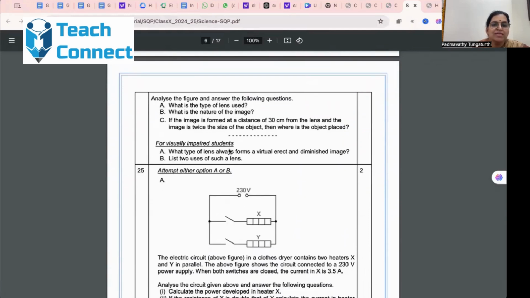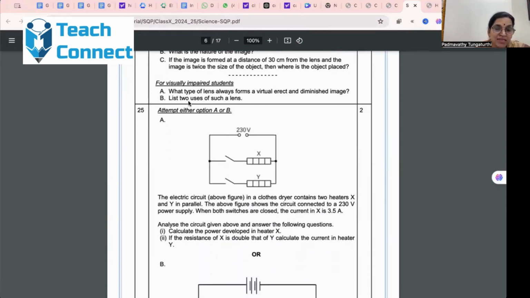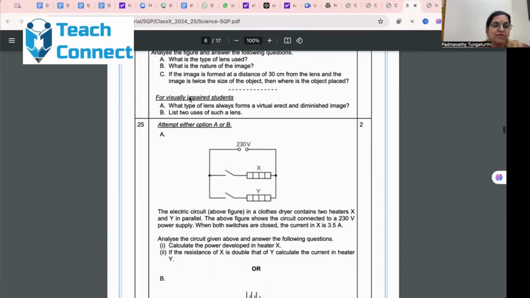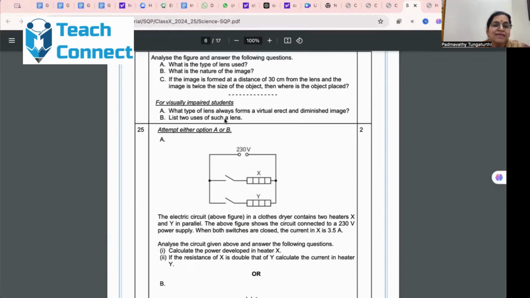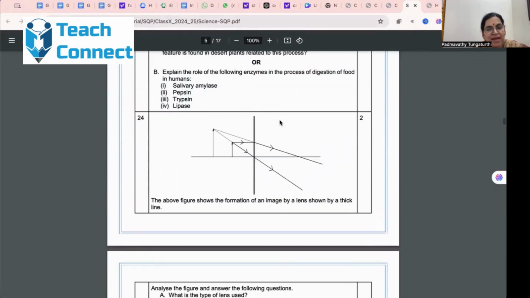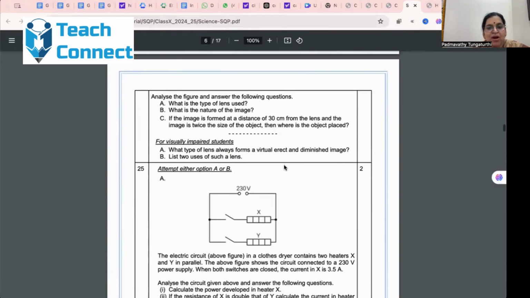Now these are the questions which will be associated with it. We have learned 1/u plus 1/v is equal to 1/f, and all the questions will relate to this based on the sign convention. And now question number 25. Here it's also added here, by the way, for the visually impaired student, there is a description of this question over here, and list two uses of such a lens. Here, virtual, erect, and diminished image. That is a reverse of this. If this is a convex lens, that should be a concave lens.